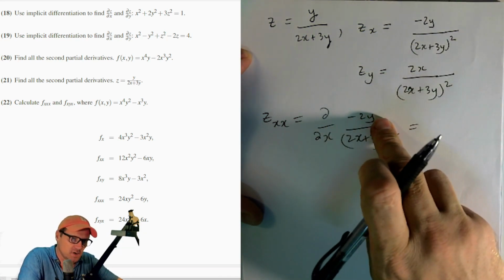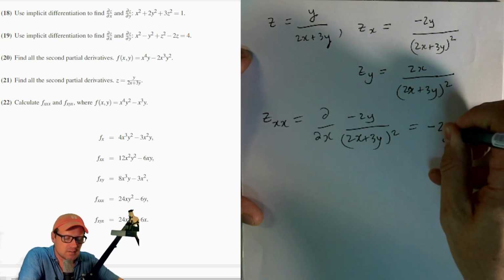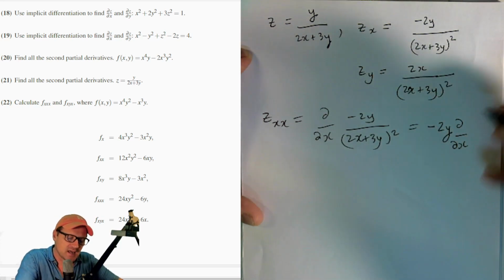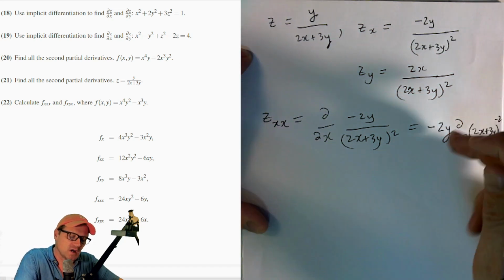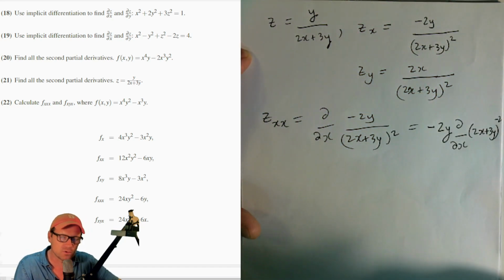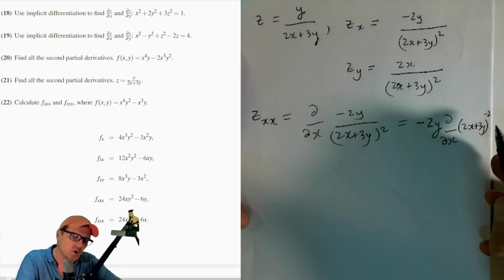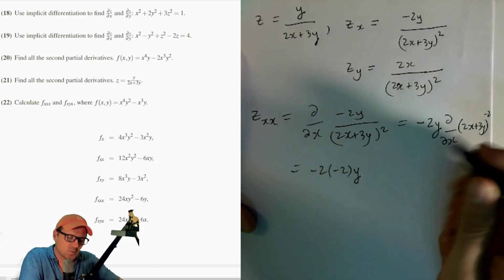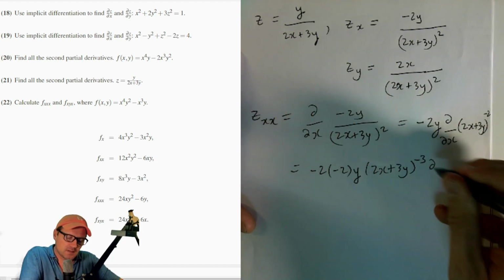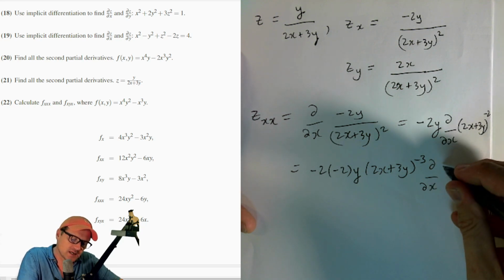And so since minus 2y can be treated as a constant, we are differentiating with respect to x of 2x plus 3y to the minus 2, allowing that minus 2y to come through that differential operator. And so now for this part, we need the chain rule. We know how that works. Minus 2 comes down. We subtract 1 from that exponent, and then we multiply by the derivative of the inside with respect to x partially.